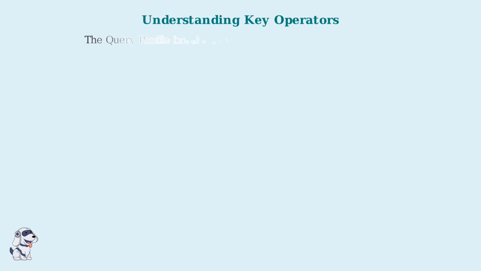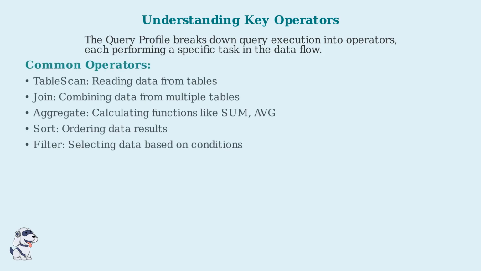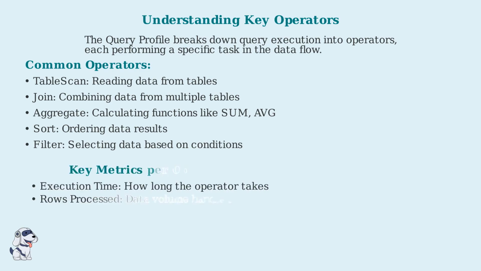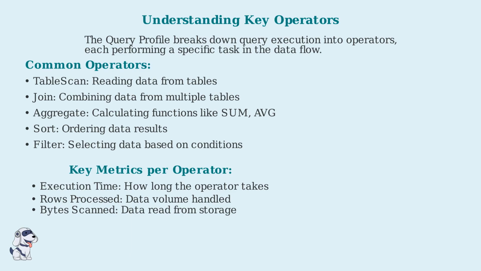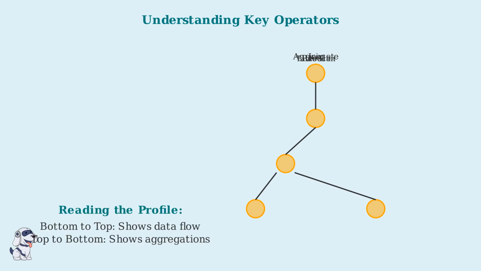The Snowflake Query Profile represents query execution as a series of operators, each performing a specific task. Common operators include table scan for reading data, join for combining tables, aggregate for calculations, sort for ordering, and filter for selections. Each operator displays key metrics like execution time, rows processed, and bytes scanned. The profile forms a tree structure, with the result at the top and data sources at the bottom. Read from bottom to top to follow data flow, and top to bottom to understand aggregations.